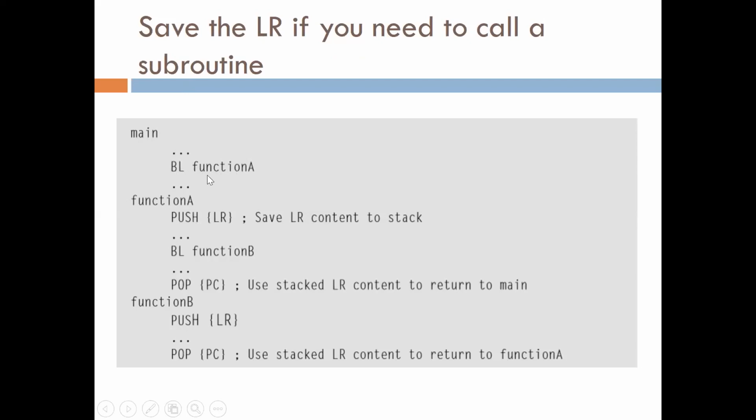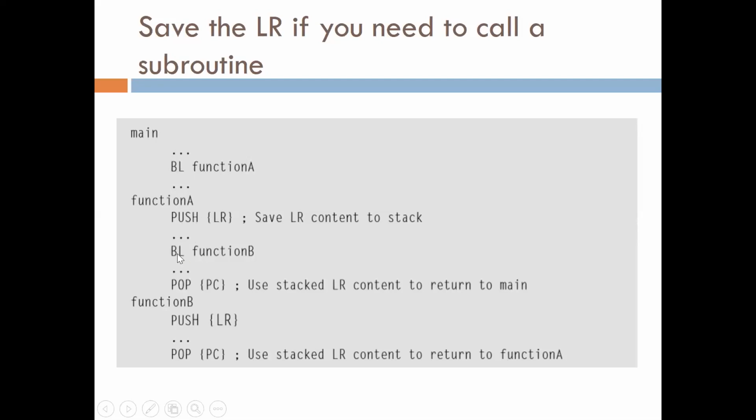Okay, now let us see BL function A. Where is function A? It goes here. The branching takes place to function A. What's the first operation? It has to first save the link register, right? So after it saves the return address into the link register, it also pushes the content of the link register to the stack for temporary storage. Later it executes whatever instructions are present in function A. And within a function, again you have a branching instruction. That is BL function B.